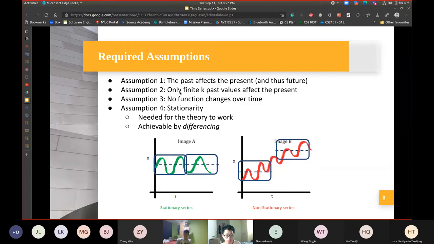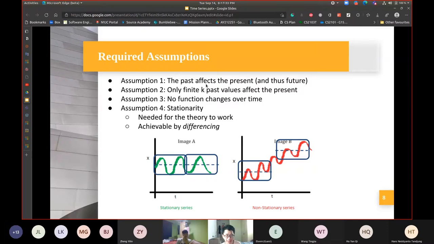And finite k past values affect the present. That means we don't have to look infinitely far into the past to be able to predict now. That is another useful assumption, because if it is violated, then again our model will not be able to work, because there's no way you can look very far into the past. Ideally, your k is small. Ideally, you only need to look at like 3 days into the past, 5 days into the past, due to computational constraints.